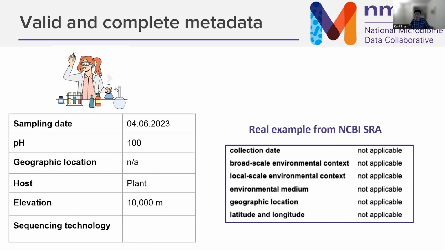Now, I'm going to give a quick example of a bit of metadata that might not be valid and complete. So this is something pulled from NCBI SRA, and within the file itself, there is a small metadata sheet that includes things such as sampling date, pH, geographic location, and so on. However, NCBI has its own metadata field, and these were not filled out properly or applicable.